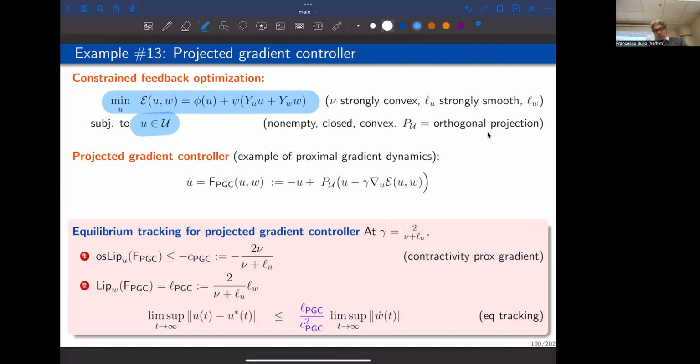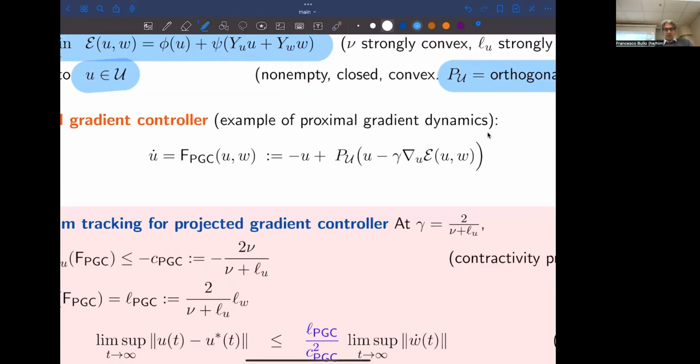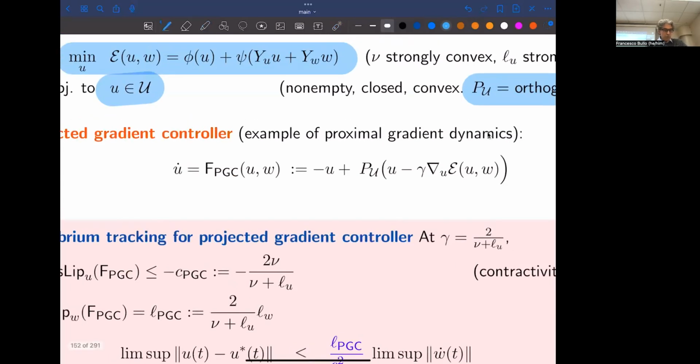So I am going to define the orthogonal projection onto the space of control signals. And you now can verify, as I was hinting at, that the optimal solution to this constrained convex optimization problem is a point of the form u star equal to the projection onto U of u minus gamma times the gradient with respect to u of the energy.